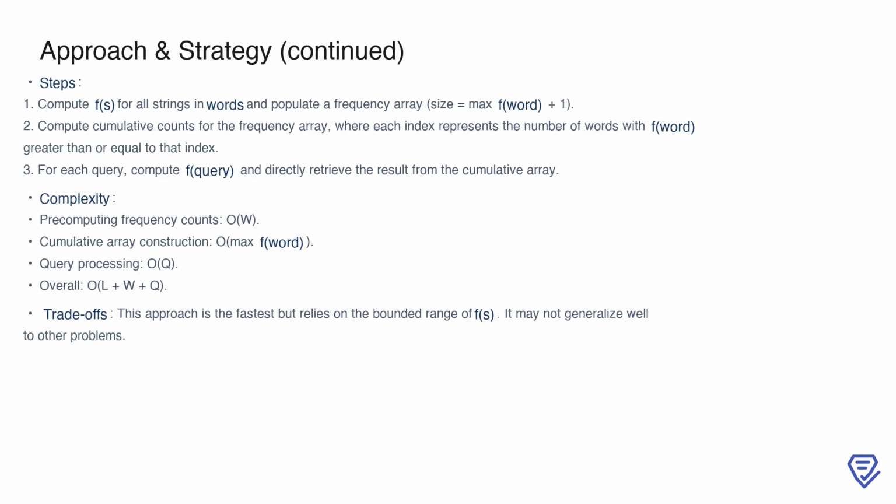This cumulative array enables us to directly retrieve results for any query. For each query, we simply compute the query value and look up the pre-computed result in constant time. This method is highly efficient, with a complexity of O(L + W + Q). However, it relies on the assumption that fs values are bounded, which may limit its generalizability to other problems. While it's the fastest approach, it trades off robustness for speed.